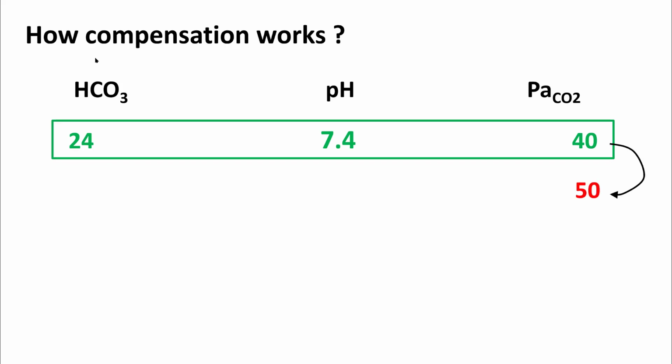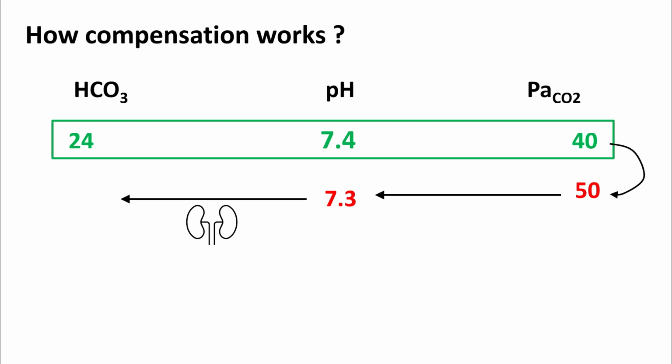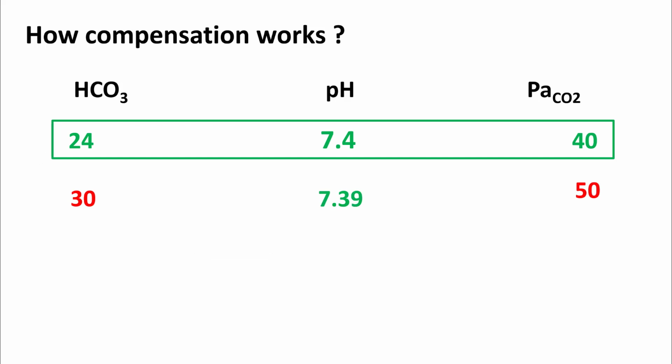Let's say you have a COPD patient who is now retaining carbon dioxide and his new level is 50. That will drop your pH to 7.3, and that will stimulate your kidneys to make more bicarb, and your bicarb will increase to 30 and your pH will come back to near 7.4. So he will now be at this chronic compensatory stage where his PaCO2 remains at 50 and bicarb at 30.